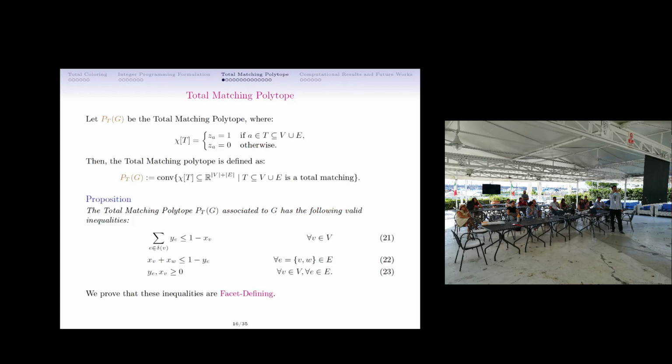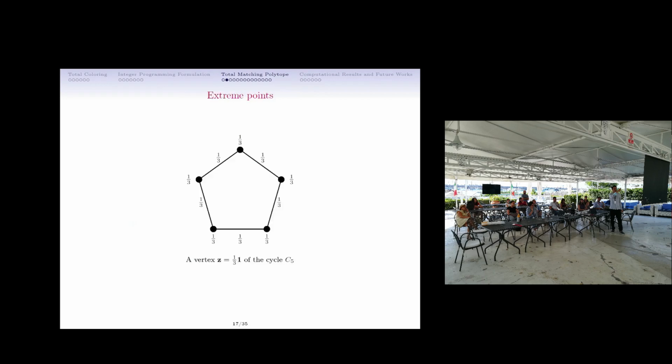The total matching polytope is seen as the convex hull of the characteristic vectors of all the total matchings of T. So the total matching polytope has these inequalities, and we can prove that these inequalities are always facet defining for the total matching polytope itself.